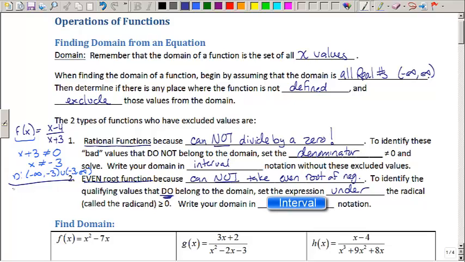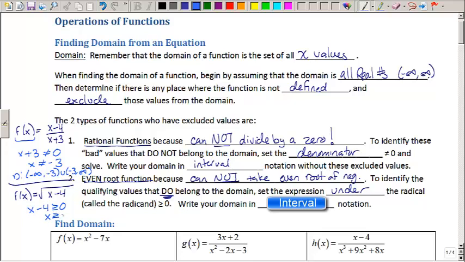Let me give you an example. f of x is equal to the square root, which is an even root, of x minus 4. I'm allowed to invite everybody to my domain party here, everybody except, well, because I have an even root, I can't take the even root of a negative. So everybody except where my radicand is negative. So what values am I allowed to use? Well, I'm allowed to use all the values where x minus 4 turns out to be greater than or equal to 0. Those are all the people that I'm going to invite to my party, all the values that make the radicand greater than or equal to 0.